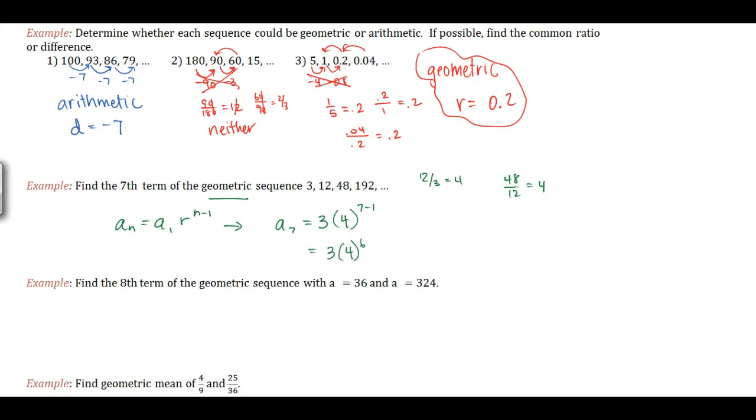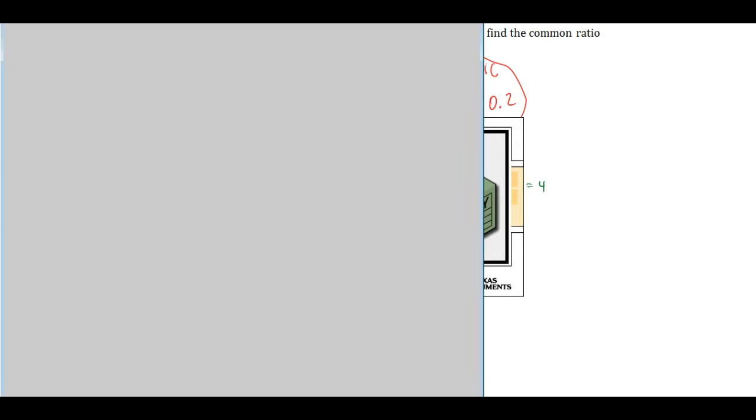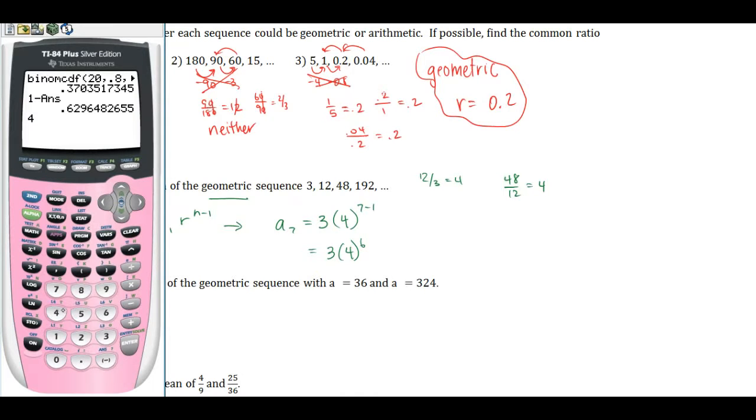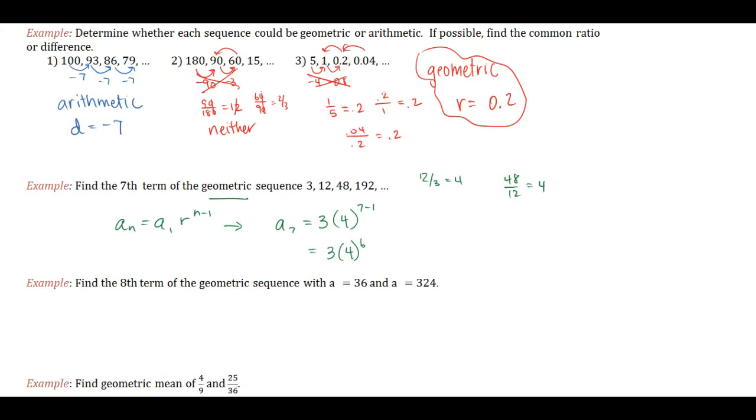So now I just got to figure out what 3 times 4 to the 6th is. So I guess I could grab a calculator. I can type in 3 times 4 to the 6th and get 12288 and feel pretty darn good. That is what the 7th term of the sequence is.